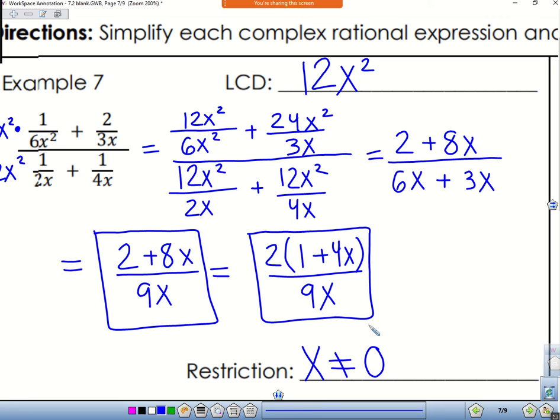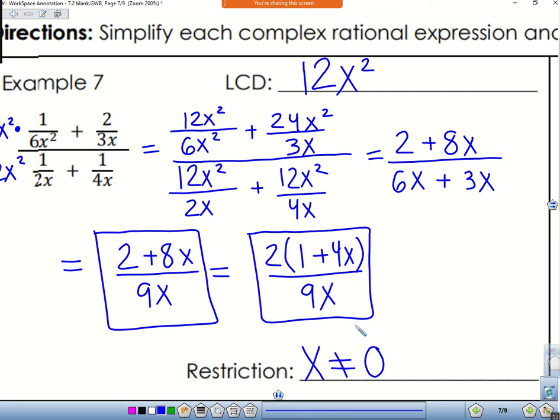So you have to multiply basically the tops of all of the little fractions by the LCD. And it usually cancels out really nicely. So is that 1 plus 4x fully factored? Yes, this is the fully factored form. Would either one of them matter?